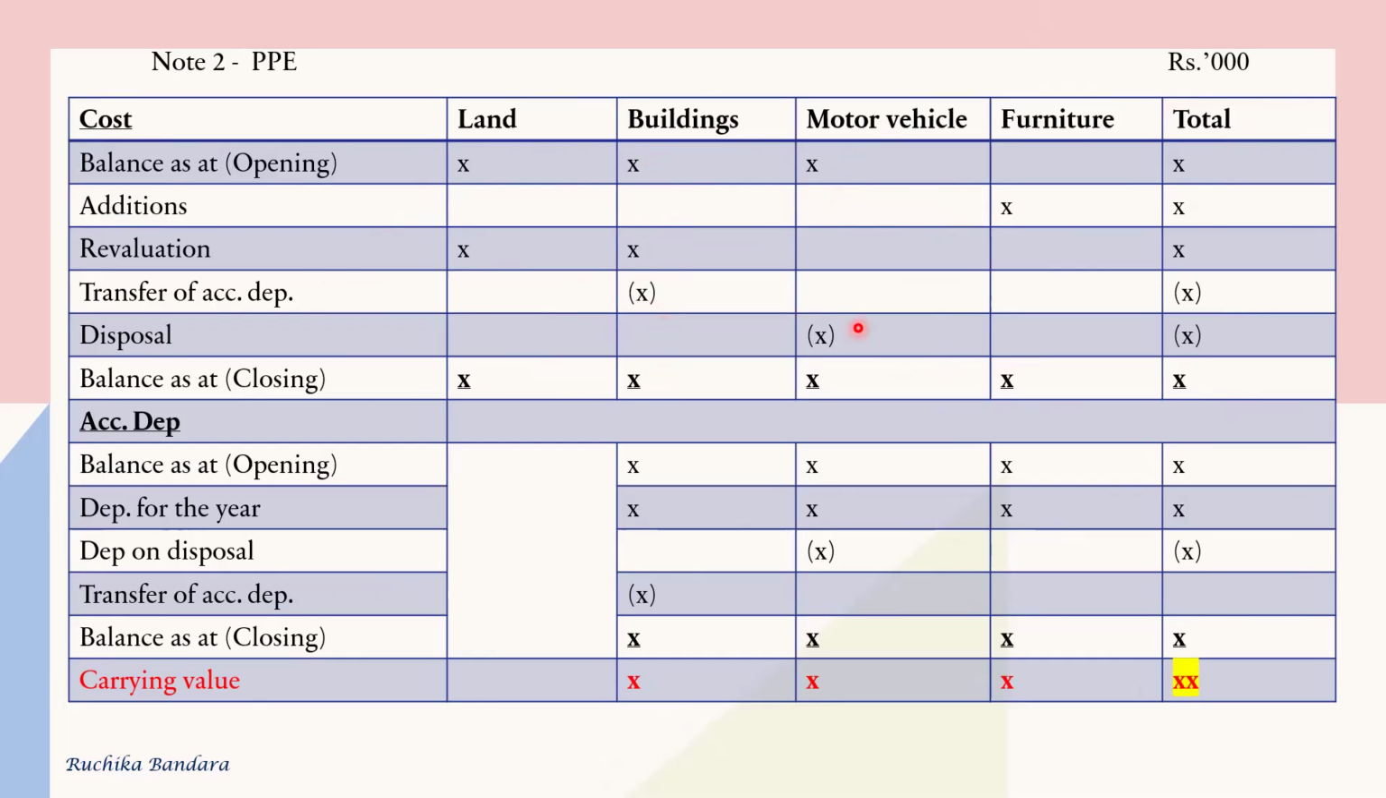If there's any disposal, for the motor vehicle, I have taken disposal as a within-bracket value. The ultimate answer is your closing balance, the furniture also. Then when you add up all closing balances, you get the total closing balance of the cost.